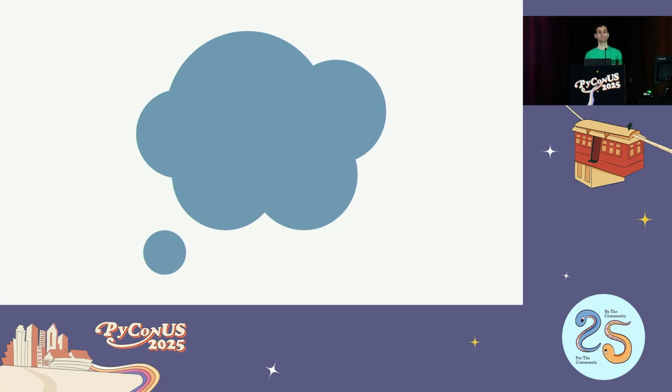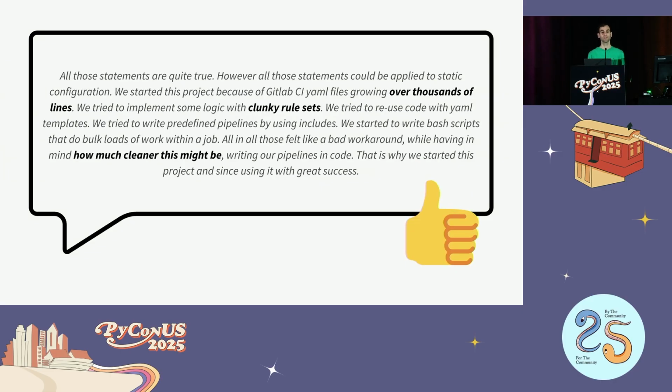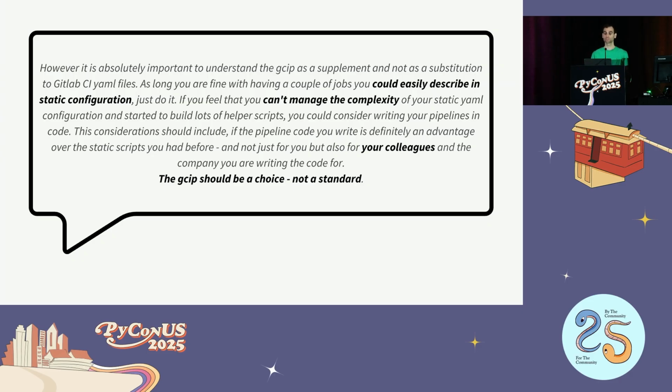So, are generated pipelines a good idea? I think the authors have a really good view on this, which I'll do my best to summarize. The cons are that it could allow for writing complex pipelines that nobody else understands, when they should be basic things that build and test your code and shouldn't be in code too. But if you're not fond of YAML, your CI files are growing to over thousands of lines long, or they're littered with complex rule sets, then maybe writing them in code is cleaner. Importantly, it's a choice that's up to you, your team, and the situation at hand.